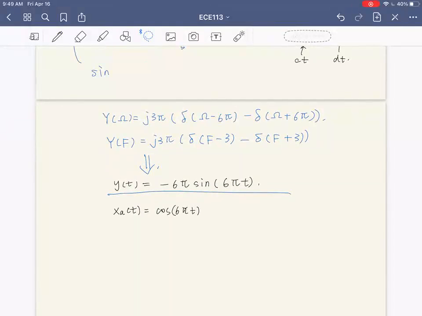Yeah. So the big omega is the frequency in rad per second. So the omega is a frequency in continuous time domain, and the big F is also the frequency in continuous time domain. And their relationship is just this. Right. So I guess yeah.